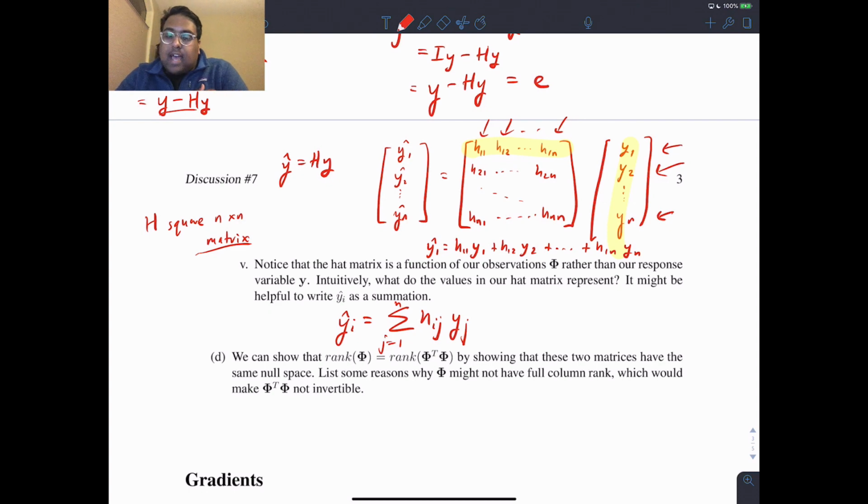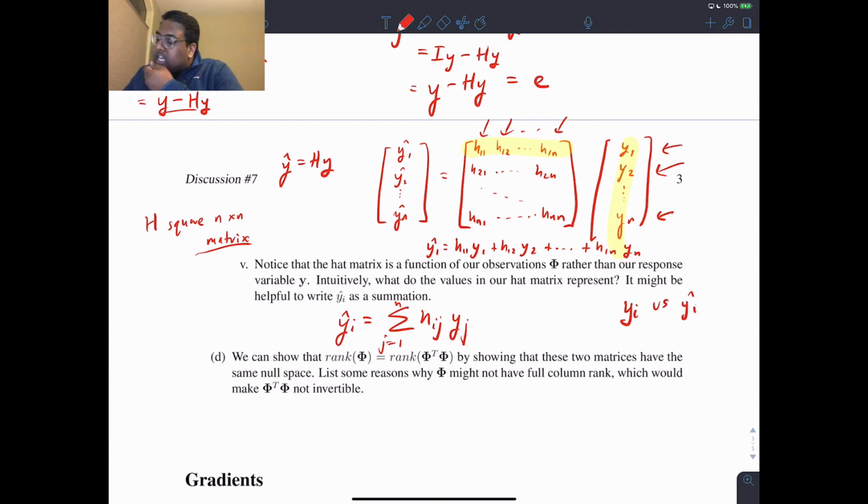What do the values in our hat matrix represent? And so what we really care about is the relationship between observed value i and predicted value i. Right? We care about the relationship between y1 and y hat 1. Relationship between y23, for example, and y hat 23. Right? We don't so much care about the relationship between y2 and the predicted y5, like y hat 5. Right? We really care about yi versus y hat i.